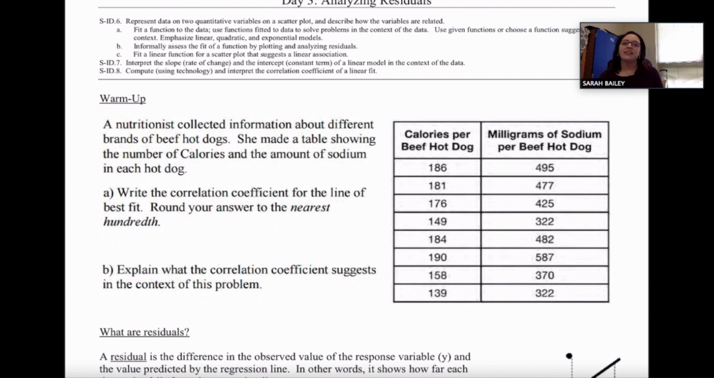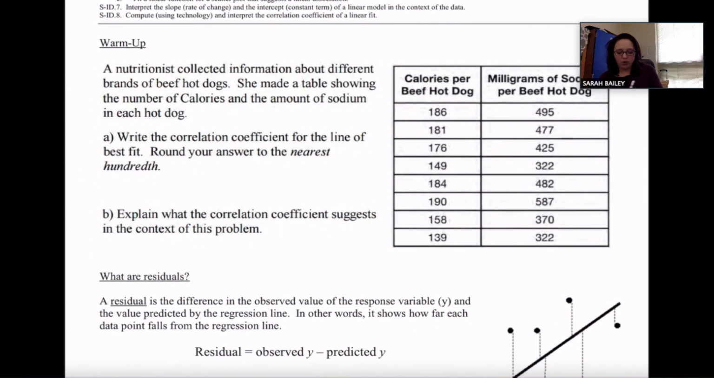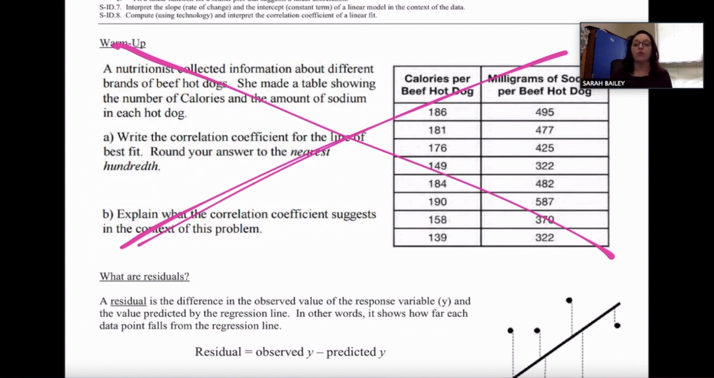Hey everybody, today we're going to talk about residuals in relationship to scatter plots, and what is a residual and what does it do. Alright, the first thing I need you to do though, this part that says warm up, you can go ahead and mark through that for me, and please do mark through it.